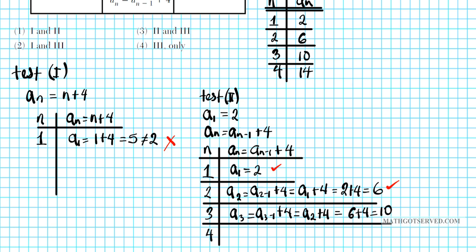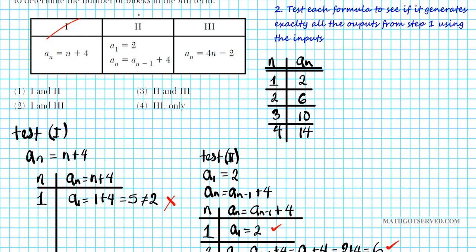Let's do the last one, A4. Can you predict what A4 is going to be? It's going to be 14, right? Let me show you the steps. A4 is A4 minus 1 plus 4, which is A3 plus 4. A3 is the term before A4, which is 10, plus 4, 14. Excellent. This is an exact match. All our outputs match. So option 2 is good.